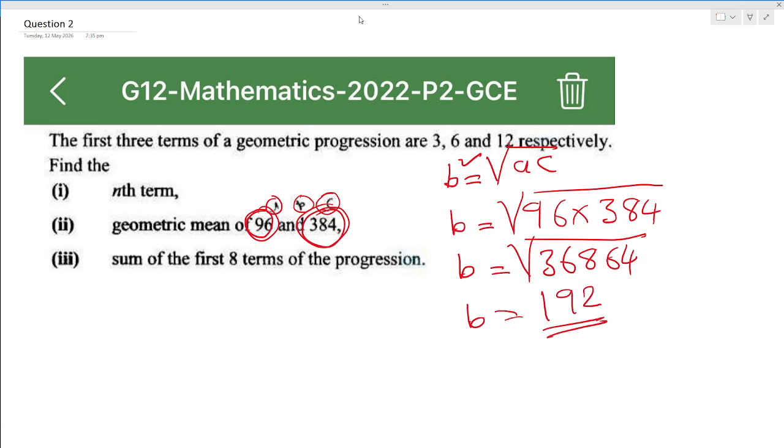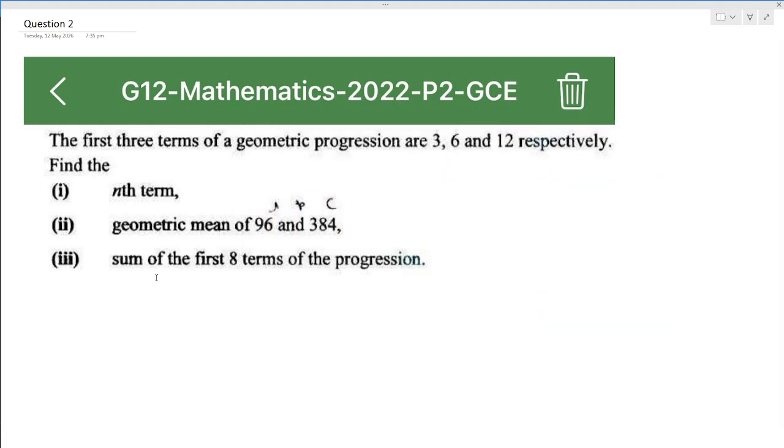We now get to the last question, which is asking us to find the sum of the first 8 terms. Remember again, we need to first figure out which formula we are going to use from the two for finding the sum of the terms. What determines which formula we use is the common ratio. So what is your common ratio? The common ratio we found was 2. 6 divided by 3 gives us 2. Remember that?